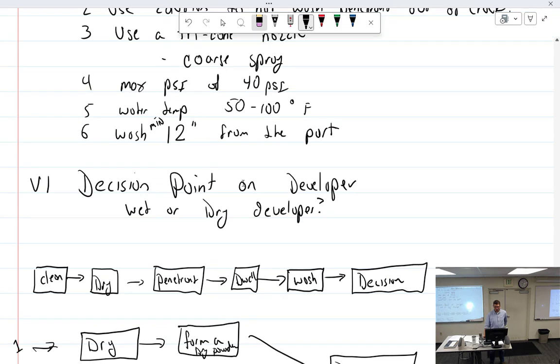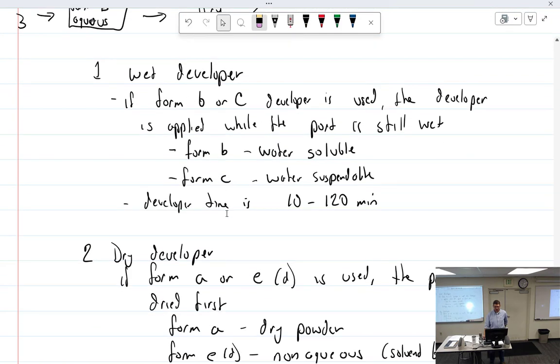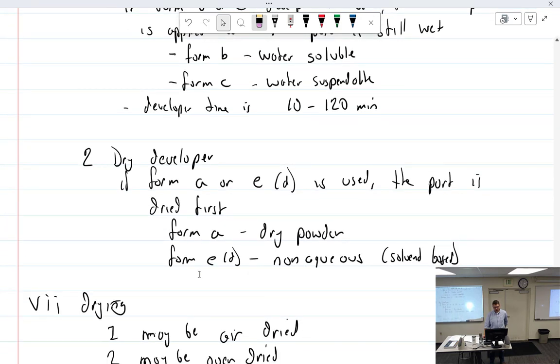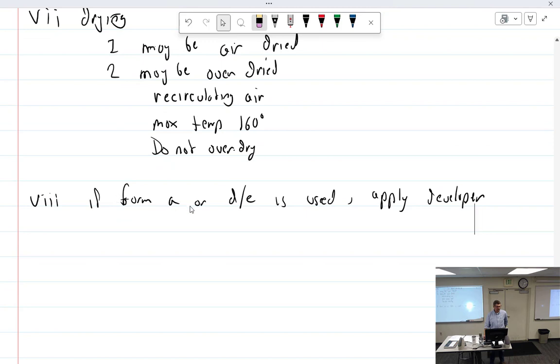So we see the decision point on developer, wet or dry. Well, if we do the wet, then we're going to do that with the wet developer. You can kind of ignore the dry developer. And then we're going to dry it, and then it comes out of the oven. If we didn't use a developer and we dried it, what comes next? You apply the developer. I hope I didn't confuse anybody. So remember we had a decision point.